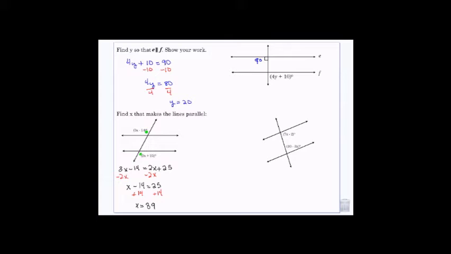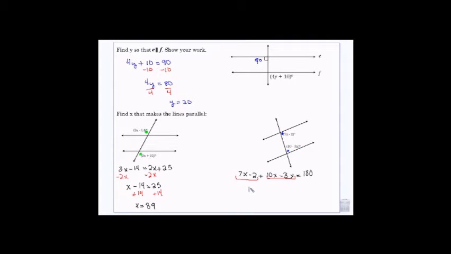And then lastly, I have two on the same side on the interior, so these are going to add up to 180. This is the only time that they should add up to 180, if they're same side interior. So 7x minus 2 plus 10x minus 3x equals 180. With this being the first angle and that one being the second.